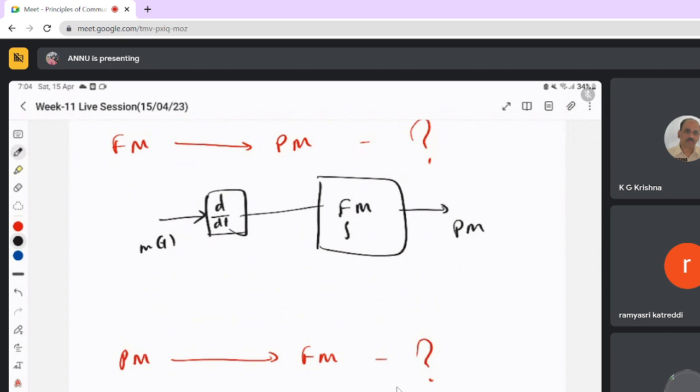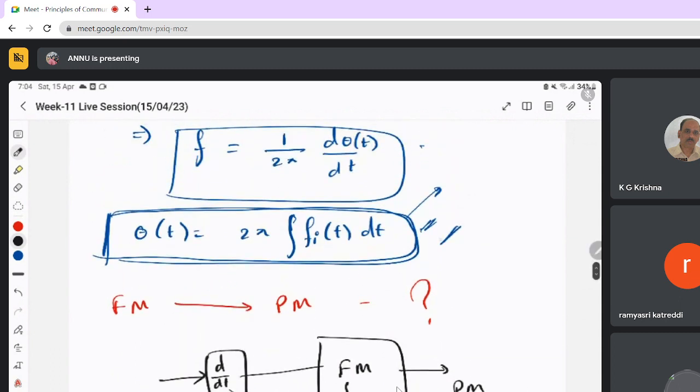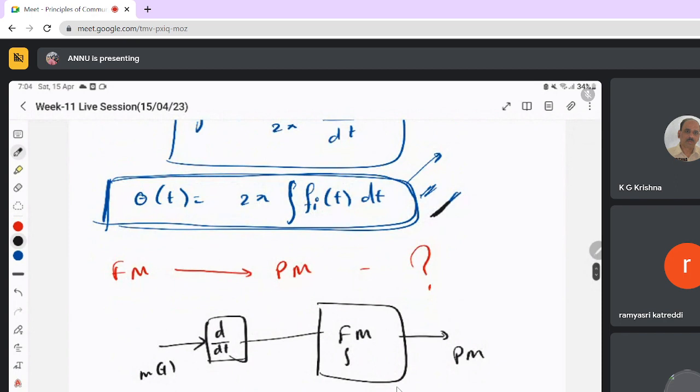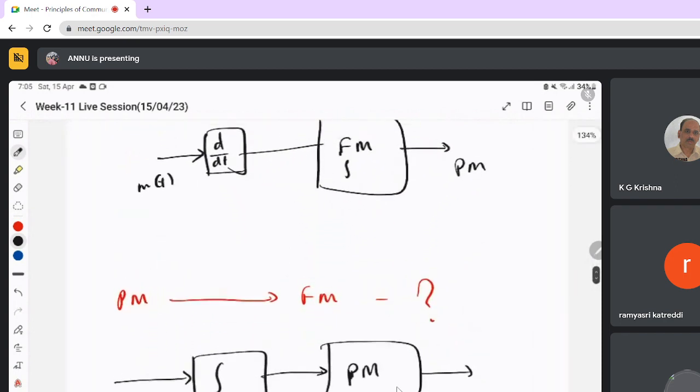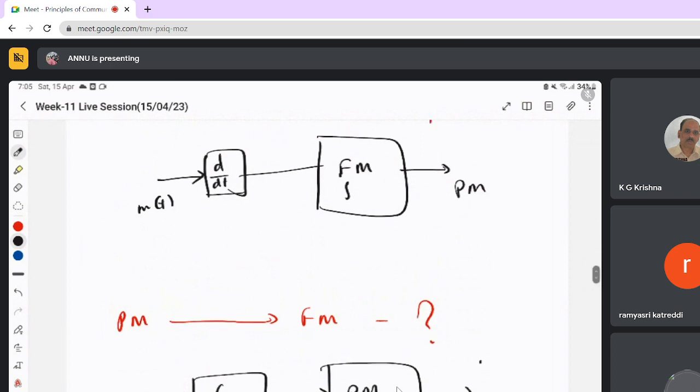Phi is equal to 2 pi times f, right? You remember this one, na? Actually, this is correct, ma'am. So in this way PM and FM are related. I think this question also gets resolved. Here we will first integrate it, and then through the phase modulator we will get it. Yes, both are correct.